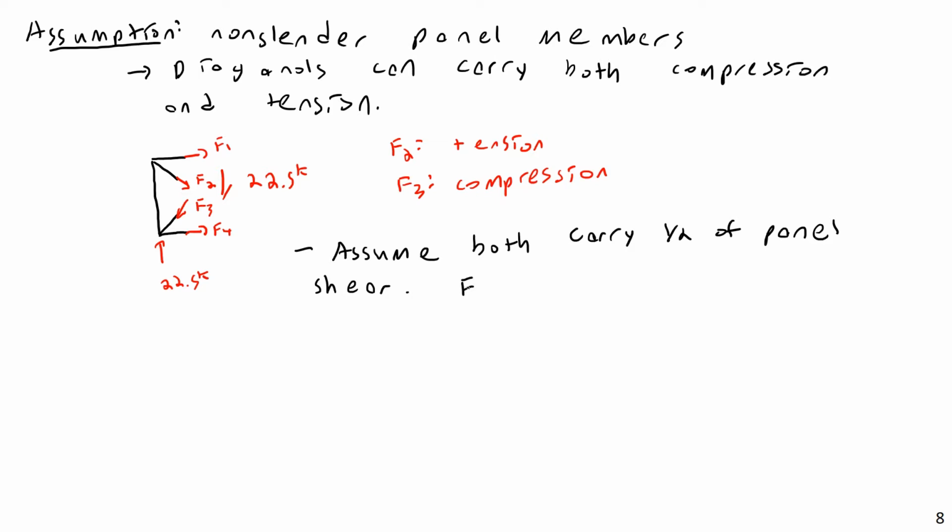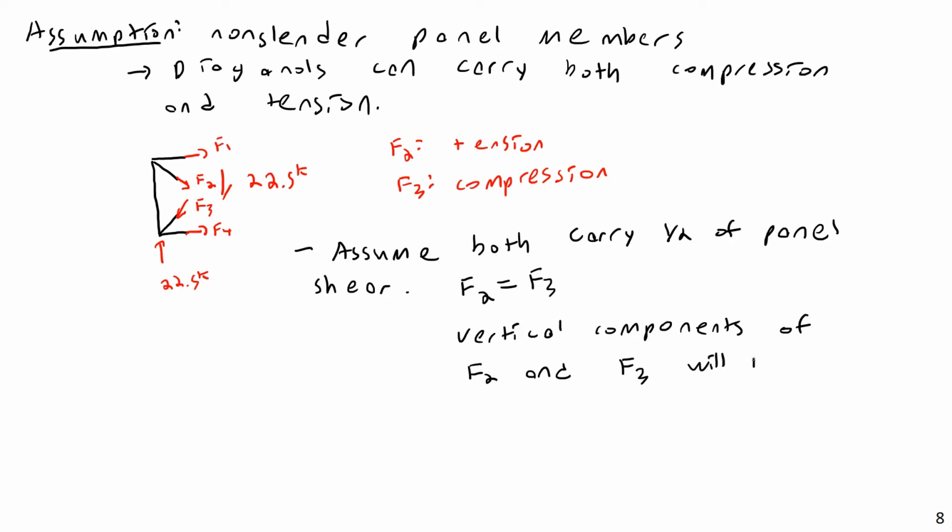So in other words, assuming they have the same slopes, F2 is generally going to be equal to F3. And what would that equal though? That force would be equal to 1/2, the vertical components of F2 and F3 will each be equal to 1/2 of the total shear.